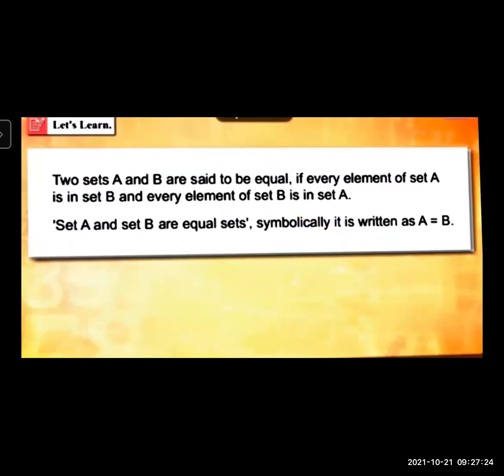Okay. Now before going to practice set 1.2, we need some definitions of equal sets. On page number 6, you can see: two sets A and B are said to be equal if every element of A is in set B and every element of set B is in set A. Then sets A and B are equal sets. Symbolically, it is written as A is equal to B. You will see some examples which are given on page number 6.